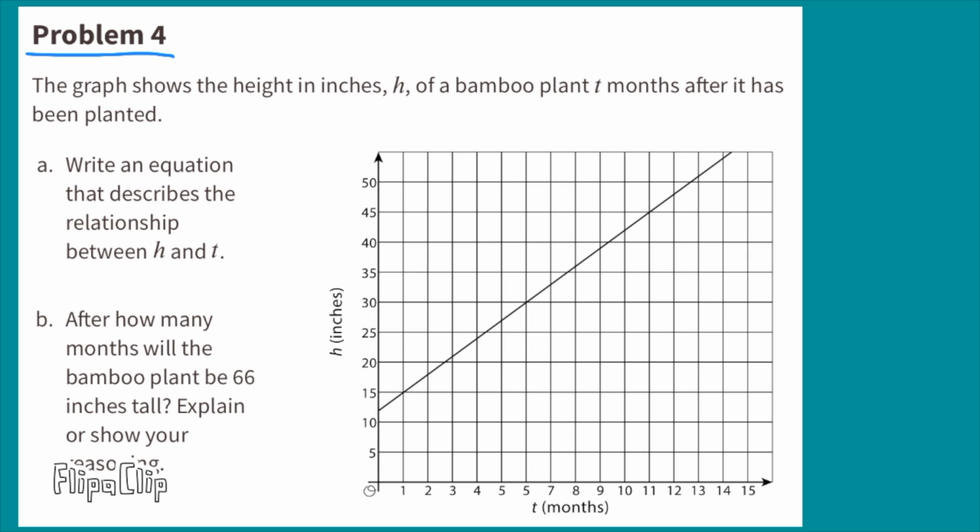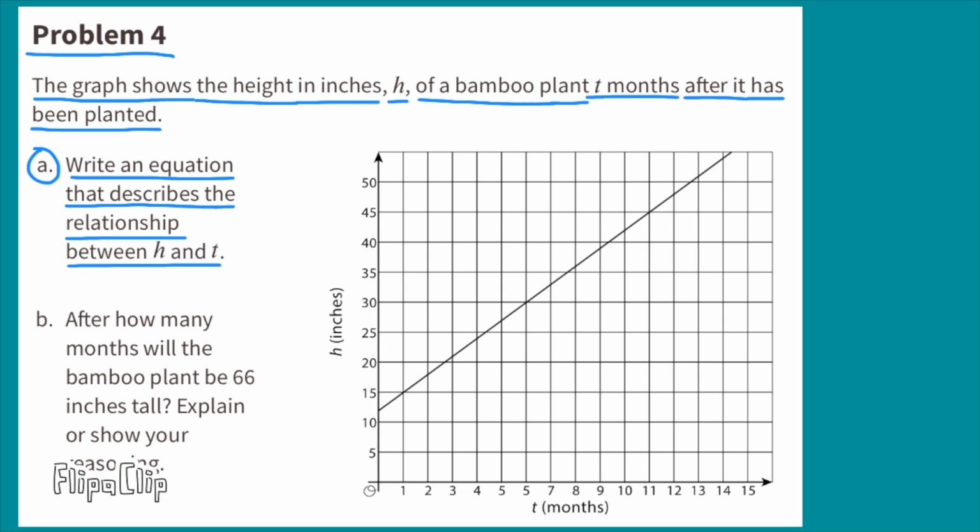Problem number 4. The graph shows the height in inches, h, of a bamboo plant t months after it has been planted. A. Write an equation that describes the relationship between h and t. The vertical axis h is like the y-axis, and the horizontal axis t is like the x-axis. When we write the equation y equals the slope times x plus the y-intercept, we can substitute the y and the x with the h and the t.